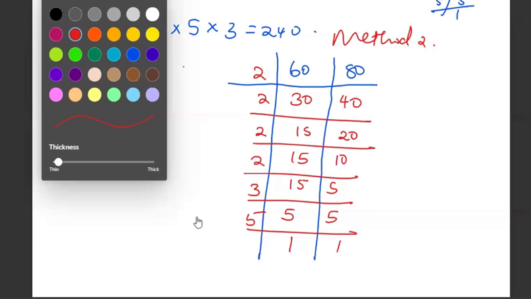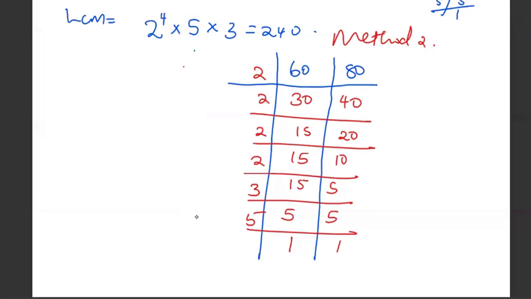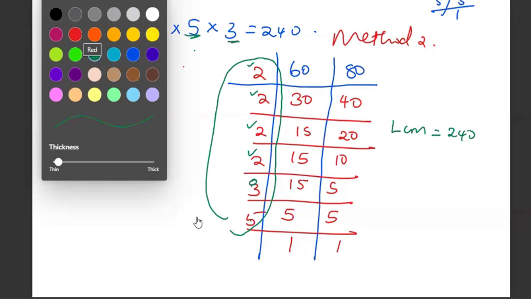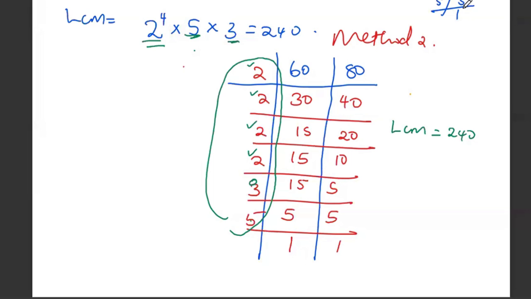Now from there, if I want to get the LCM, I just multiply these numbers. So 2, 2, 2, 2, there we have it. There's a 3, which is that. And then there's a 5, which is that. So from here, we know that the LCM is going to be 240 by just multiplying these numbers here. Okay. Then for me to get the highest common factor, I need to look for the numbers that divided both 60 and 80.